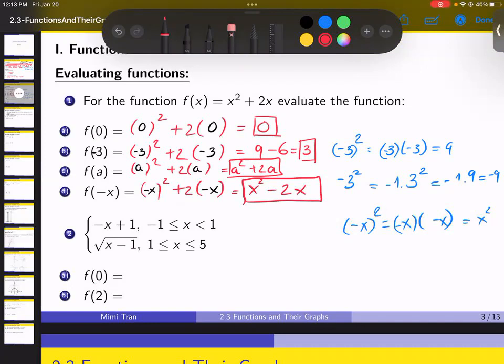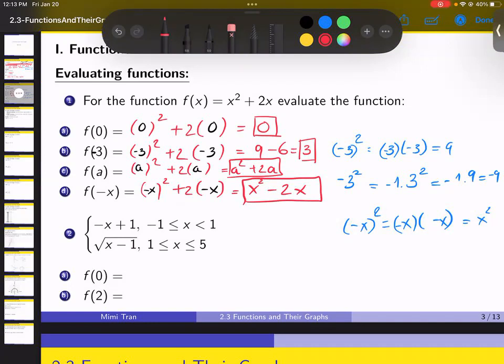My advice to you, when I'm asking you to do something like this, which I will: replace the variable with parentheses, and then you plug it in later. So you don't make silly mistakes, especially when it comes to negatives. Is there any question on number 1?